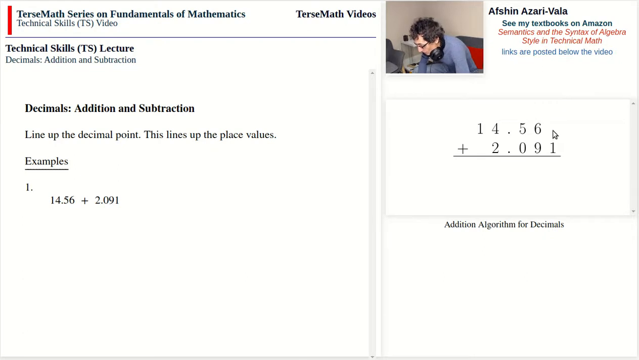So of course there is a 0 here, there are no thousands in the top number, and so we can just pull the 1 down. Or you can think of it as 1 plus 0 being 1. And then we add the digits in the hundredths column. We have 9 hundredths in 2.091 and 6 hundredths in 14.56, for a total of 15 hundredths. So we add 9 and 6, we put down the 5 and carry the 1.